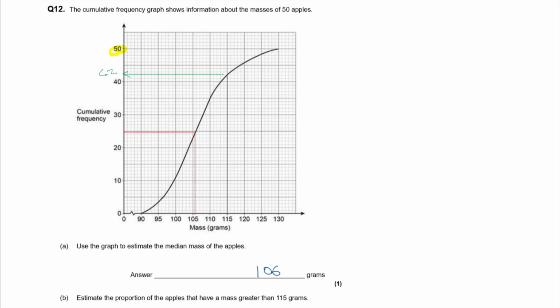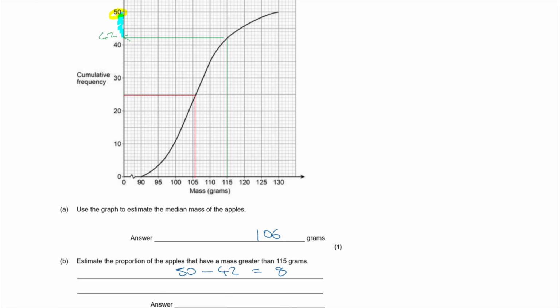So estimate the proportion with a mass greater than 115. Now that 42 is telling me that 42 apples have a mass of 115 or less. So again, what we want to do here is work out that bit there. If 42 have got 115 or less, then 50 minus 42, or 8 apples, have a mass of 115 or greater.